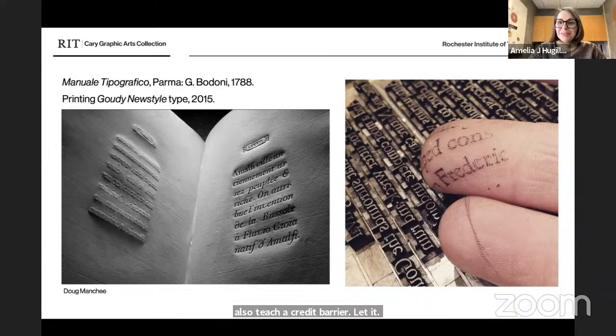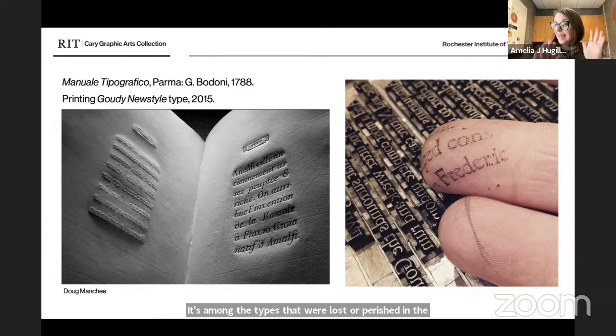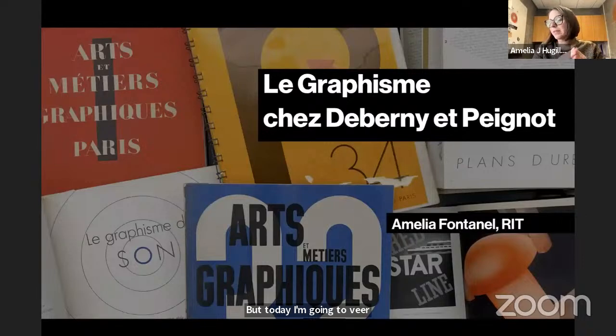The type I'm showing here is fairly rare. It's Frederick Goudy's New Style type. It's among the types that were lost or perished in the fire in his studio in 1939.